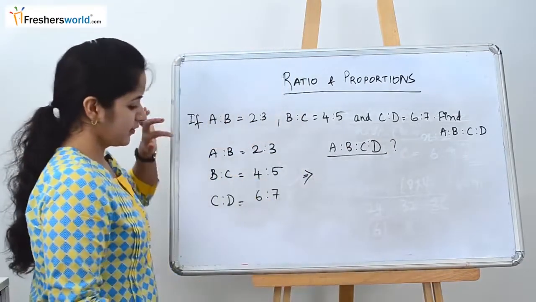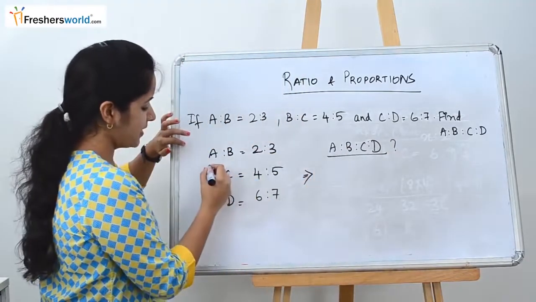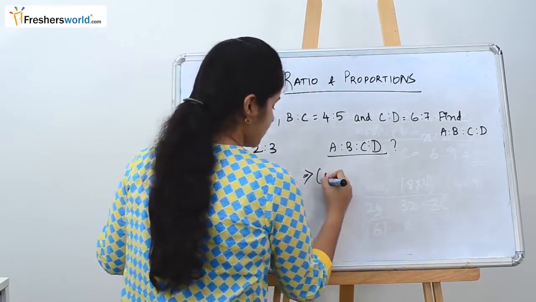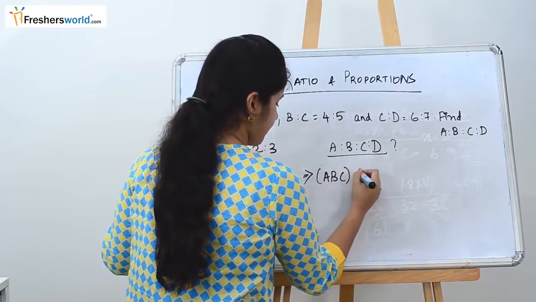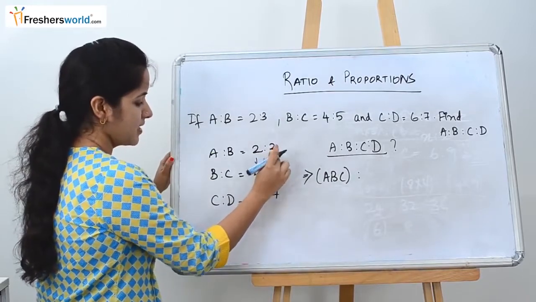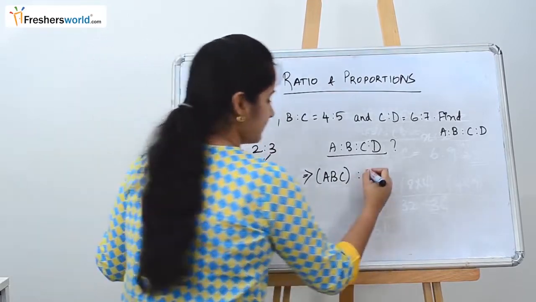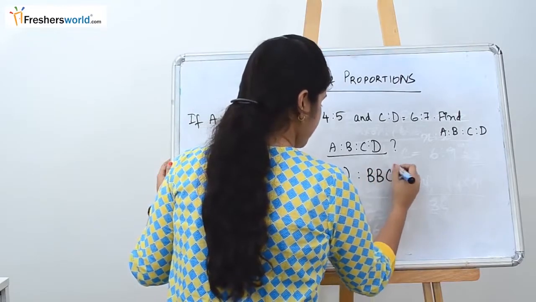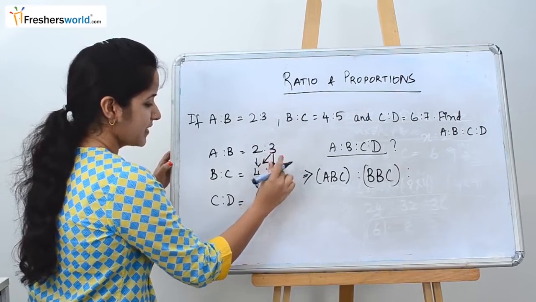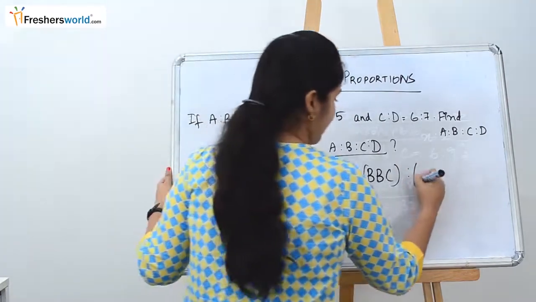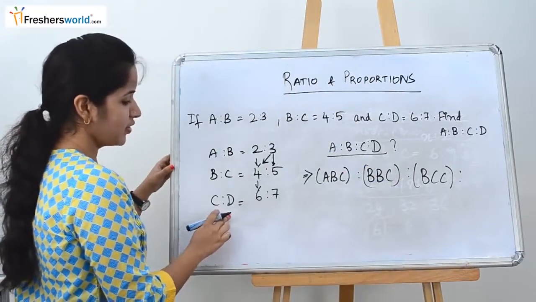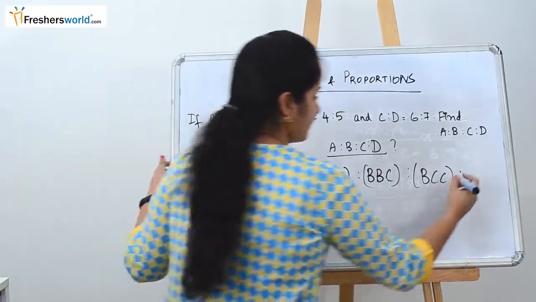So similarly, to find a, we are going to multiply a, b and c. For b, we are going to multiply b, b and c. For c, we are going to multiply b, c and c. And for d, you are going to multiply b, c and d.